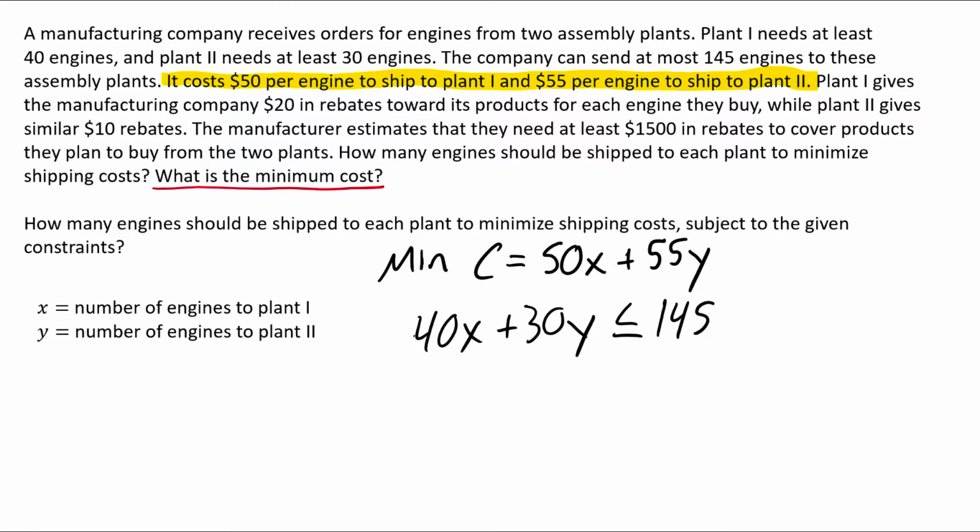So let's look through this. So 40 here, that is the number of engines to be sent to plant 1. X is the number of engines to be sent to plant 1. If we multiply those together, our units would then be engines squared, which is not a unit that is going to be helpful to us. Same thing here. That's number of engines to plant 2, the 30, and the Y also number of engines shipped to plant 2. So again, we would have engines squared. So this inequality doesn't really make any sense and is not correct. So erase that or cross it out or something like that.